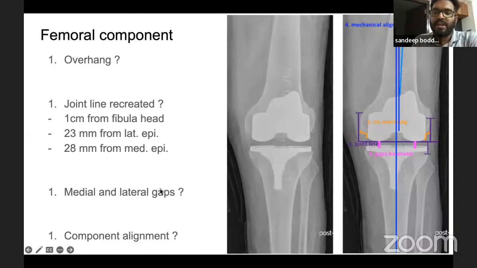And are the medial and lateral gaps equal? Here you can see in pink color, we have equal medial and lateral gaps. Sometimes if you leave your joint tight on the medial side, the medial gap will be less and the lateral side gap will be more. That should be avoided. And component alignment, again, you put your femur component along the mechanical axis, not the anatomical axis. Whenever you check the anatomical axis, it will be somewhere at 5 degrees. So you check whether what you planned is right or not.